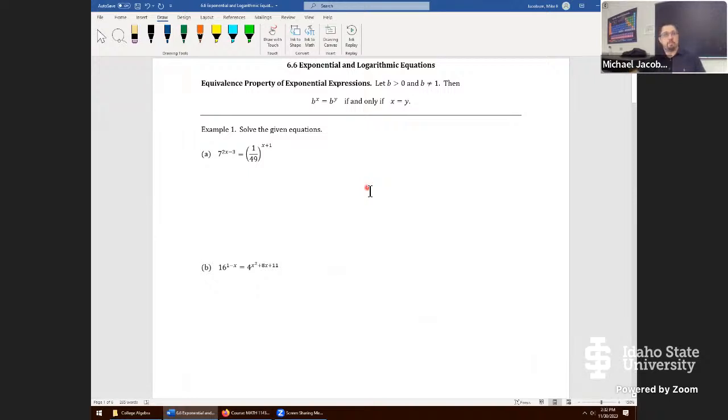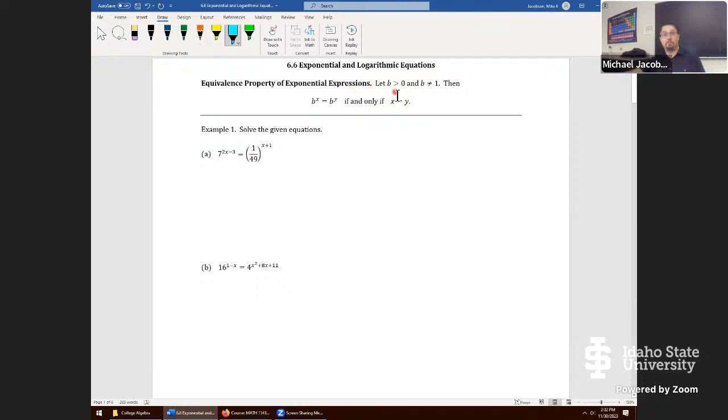Example 1 is kind of a warm-up, but it's possible that this would be a type of equation, either A or B, on the final exam. They're also on the homework in ALEKS. So I figured we ought to start here as a starting point. To solve these kinds of equations, we could use logarithms and it would absolutely work on them. But if there's an easier way, and the equivalence property of exponential expressions is the easier way, we ought to give it a try and see how it goes.